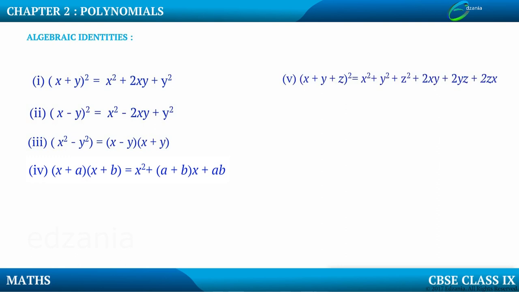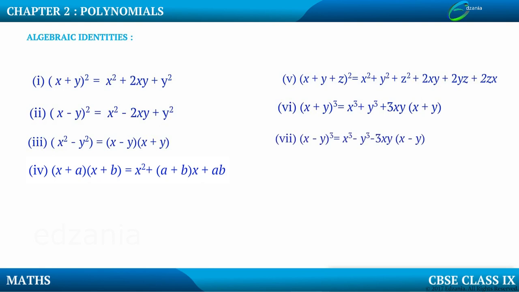Then the fifth identity, x plus y plus z the whole square, gives us x square plus y square plus z square plus 2xy plus 2yz plus 2zx. x plus y the whole cube is x cube plus y cube plus 3xy into x plus y. x minus y the whole cube is x cube minus y cube minus 3xy into x minus y.